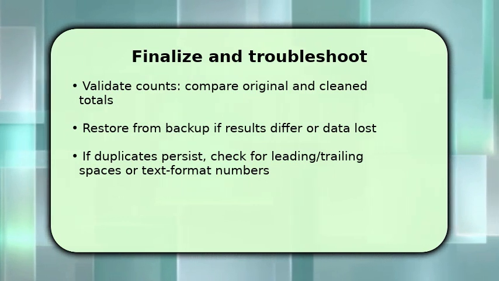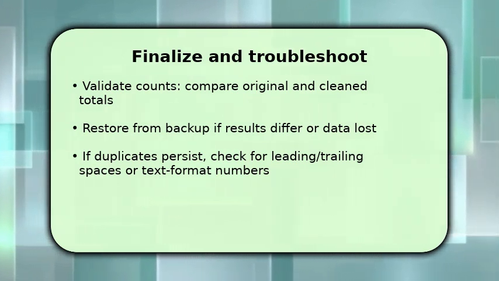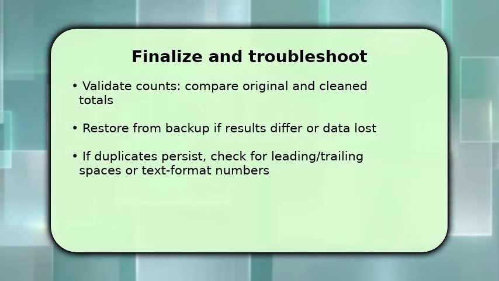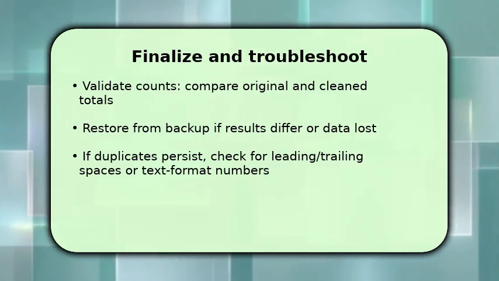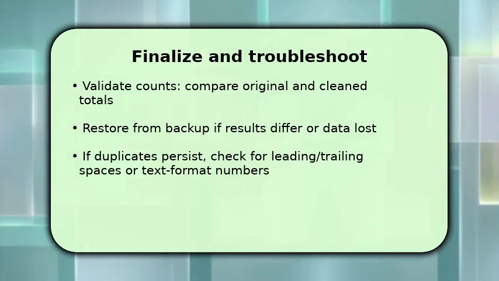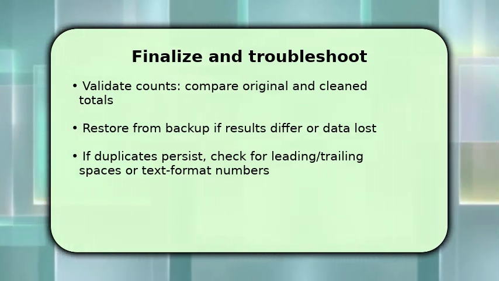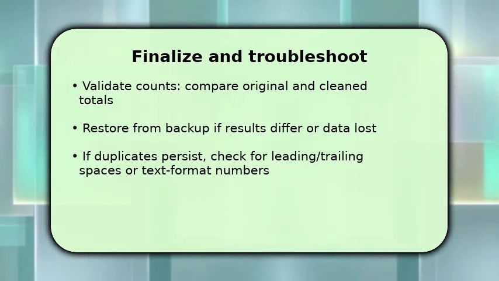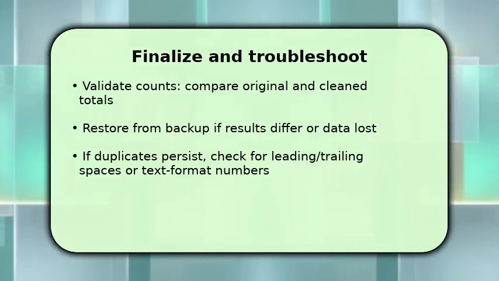If results look wrong, restore your backup and try again using the helper COUNTIF, or TRIM and VALUE to fix text-formatted numbers. One troubleshooting tip: if duplicates persist, check for hidden spaces or different formats. Converting to number and rerunning deduplication usually resolves it.